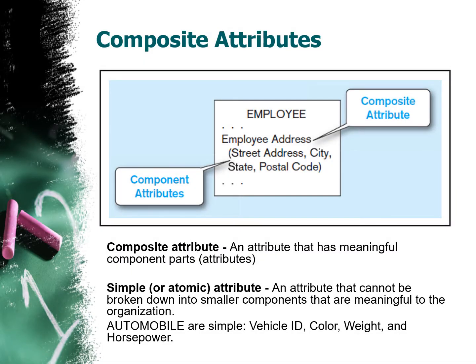Now what about composite attributes? Composite attributes are those attributes that have meaningful component parts. When we talk about employee address, this could mean it is a composition of a street address, city, state, and postal code. So that's what you call composite.